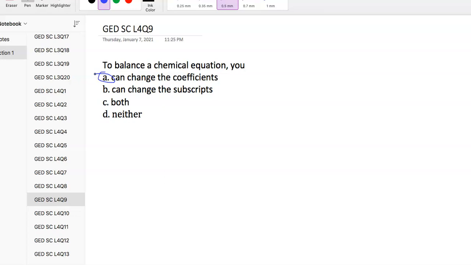So the coefficients are what go in front of the substance. Like, for example, if we have this, that's the coefficient. This can be adjusted and changed. Subscripts, however, cannot be changed for any reactant or product.